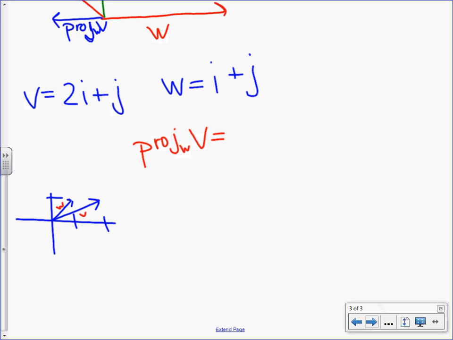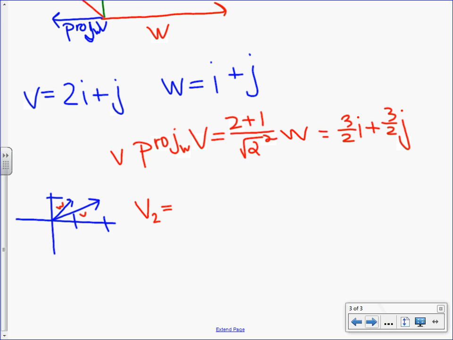So what do we need to do? We need the dot product, so 2 plus 1, over the magnitude of w squared. What is the magnitude of w? Square root of 2, squared. And then we multiply it by w. So we have 3/2 times w, right? And then we will do the decomposition.